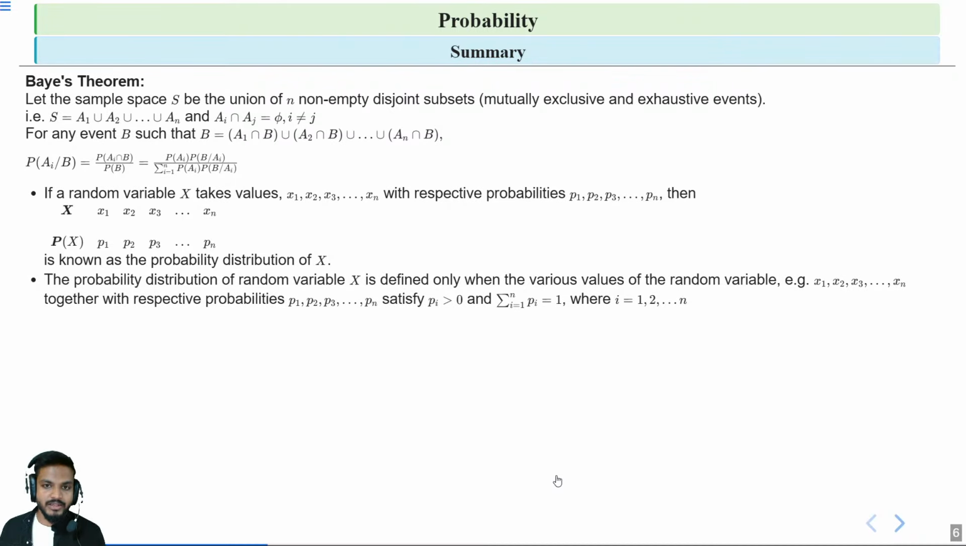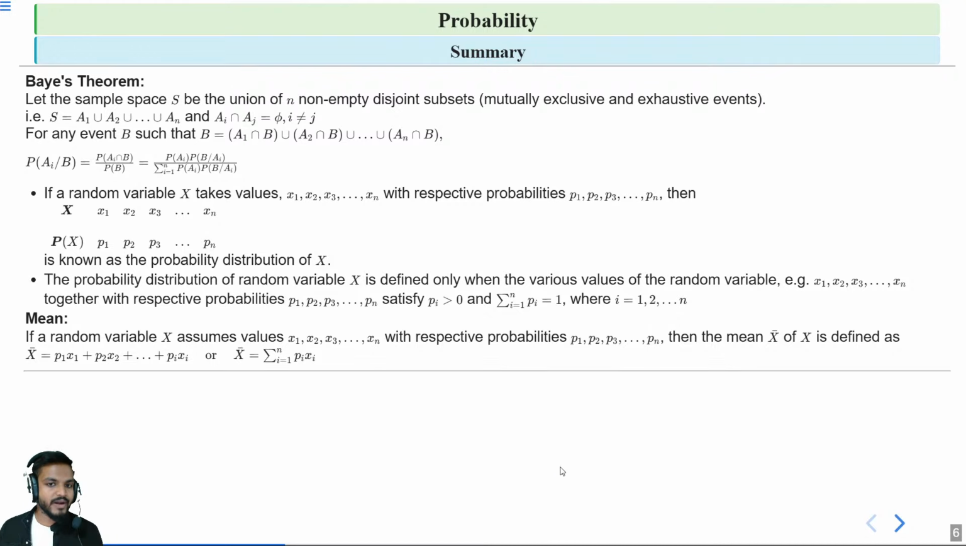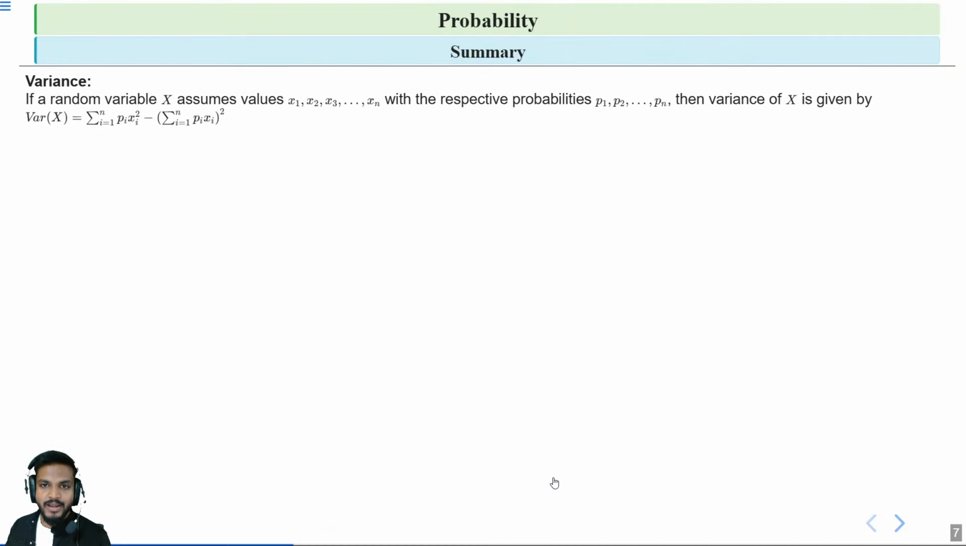And to define a valid probability distribution for a random variable X with real values x1, x2, dot dot dot, xn and respective probabilities pi's, it satisfies that all pi's are greater than or equal to 0, and if you take the summation of all pi, we get 1. And the mean of a random variable is denoted by x bar and is given by p1 x1 plus p2 x2 plus dot dot dot pi xi. Okay. And the variance of random variable X is given by summation i equal to 1 to n of pi xi square minus the whole square of summation i equal to 1 to n of pi xi.